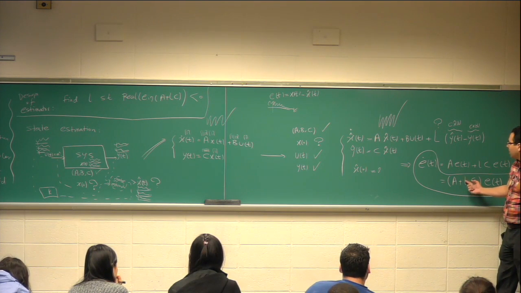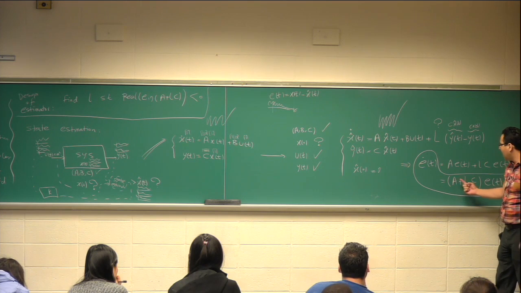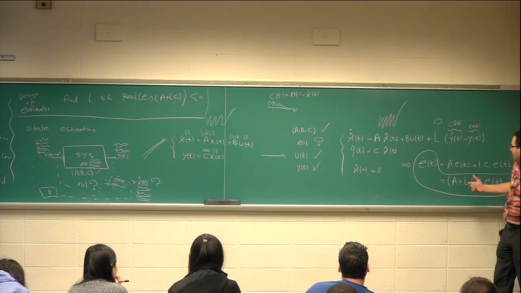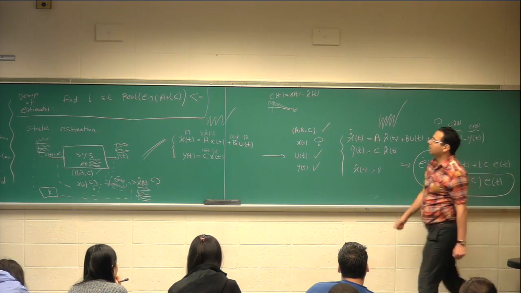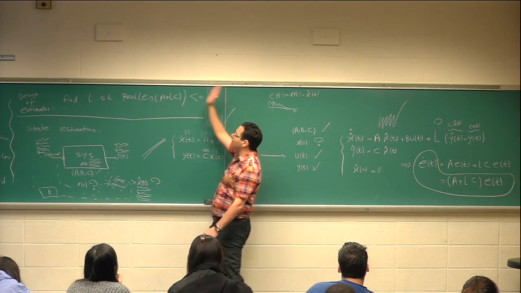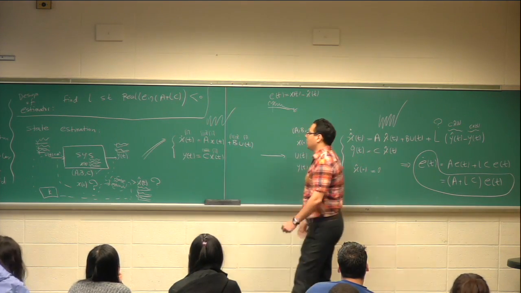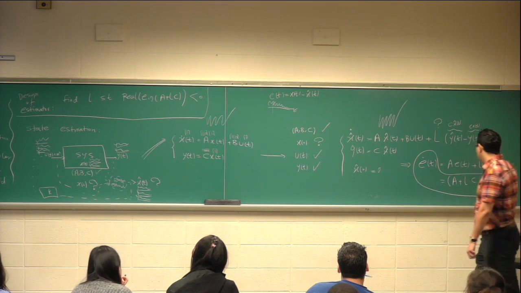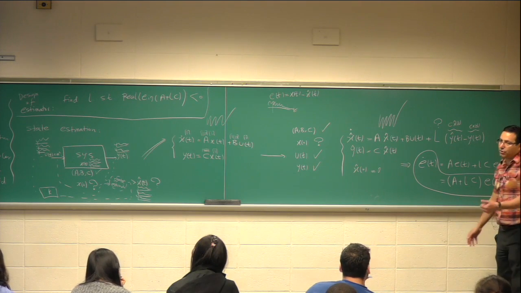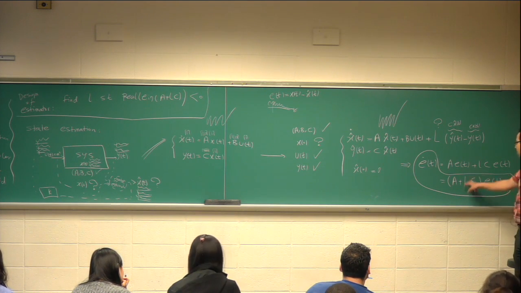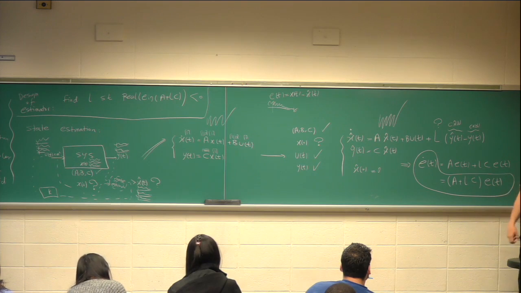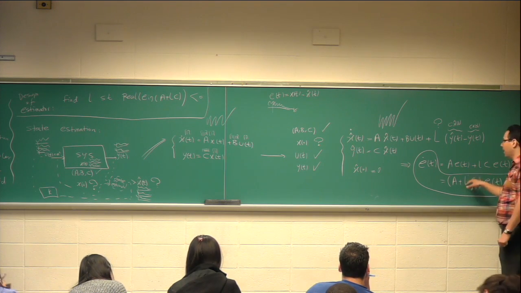So we have to design L in a way that A plus LC is stable, in the sense that the eigenvalues are in the left half plane. So Luenberger's observer came with this, and Kalman filtering was mostly about designing an optimal L. There are infinitely many values for L.